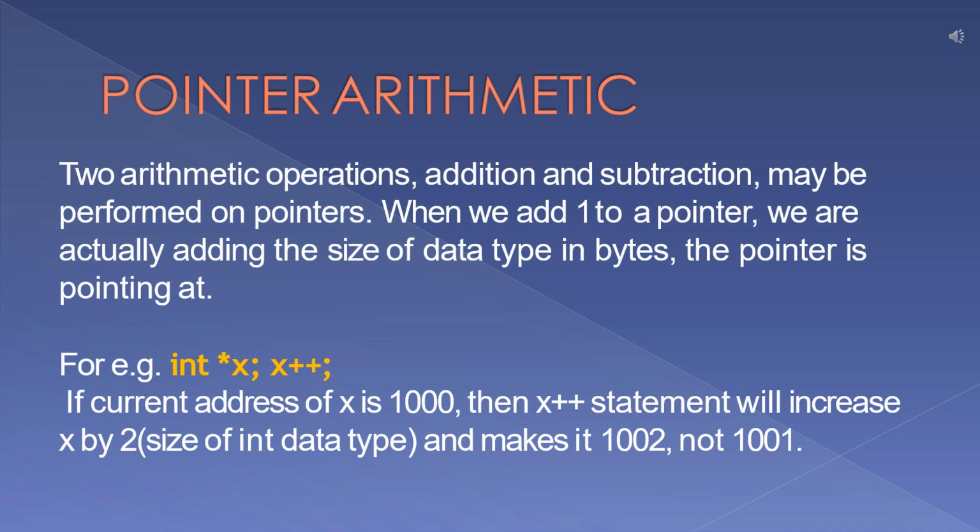So if the current address of x is 1000, then x plus plus will increase it to 1002 and not 1001. Similarly, when you do subtraction, it will be decremented by a factor of 2 if it is integer. If it is float, by a factor of 4. If it is character, by 1, because only one byte is used for a character.